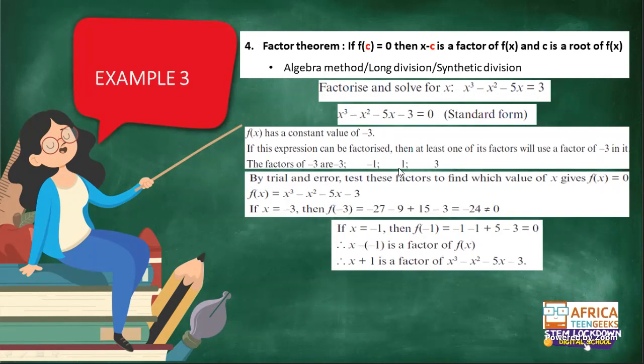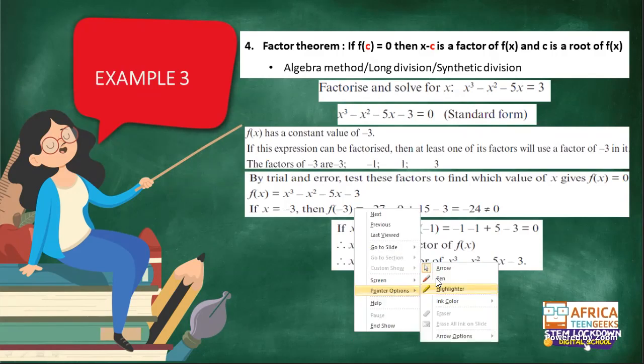So if you try -1, remember you could have tried 1 and -1 first, and then 2 and 3. This is just to give you a range of where to work out. So if you try -1 and you substitute it into your function, you will find that -1 does give you 0. So what that simply means is, and please note this.